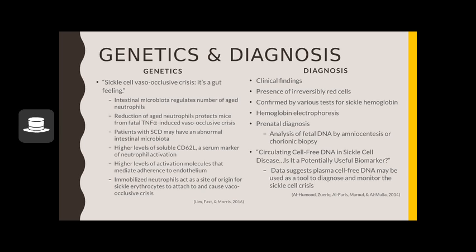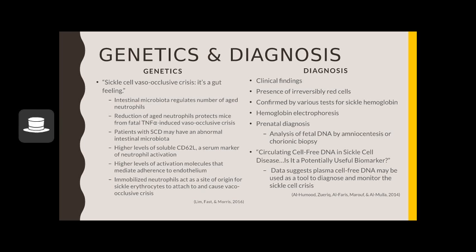As far as diagnosis, Kumar, Abbas, and Aster discussed the diagnostic process by explaining that diagnosis is suggested by the clinical findings in the presence of irreversibly sickled red cells and is confirmed by various tests for sickle hemoglobin. In general, these involve mixing a blood sample with an oxygen-consuming reagent, such as metabisulfite, which induces sickling of red cells if hemoglobin S is present.